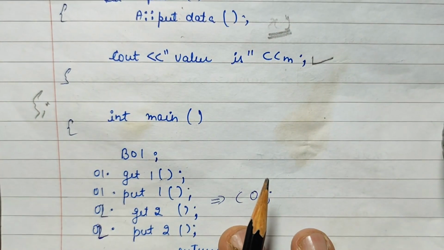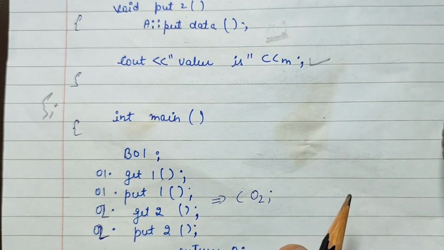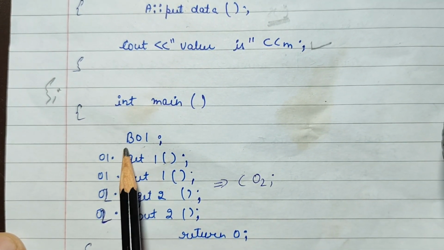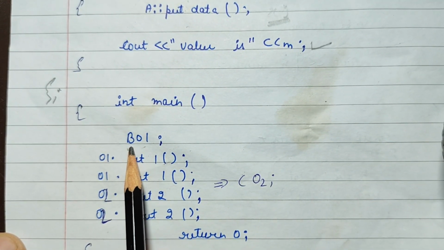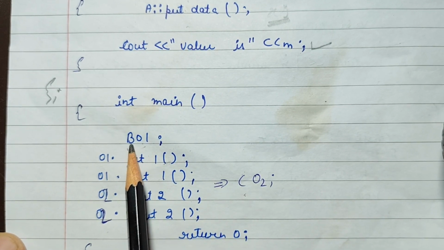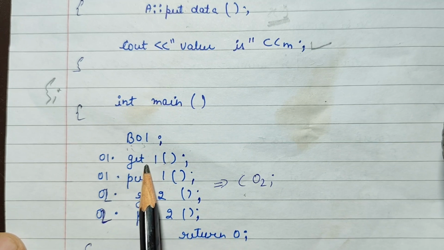Now I create a main function. Now in this main function, first I create the object of the first derived class. First derived class is B, second derived class is C. So using the derived class object O1, I call get one member function and put one member function.